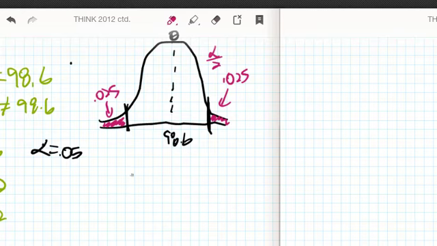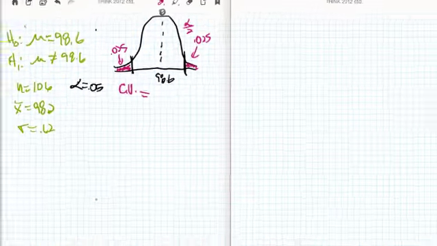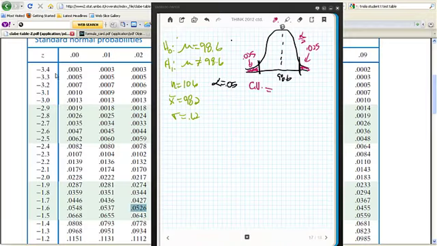Now we have to figure out our critical values. So I'm going to figure out my critical value, and we'll write that down right directly on our work. Once you've done a few of these, they go really quick. It's surprising how quickly they go.